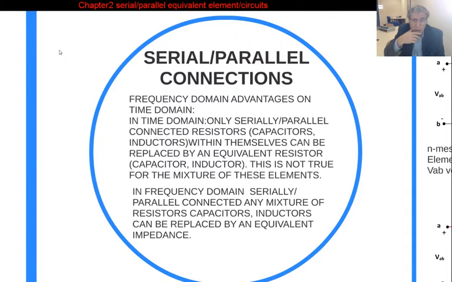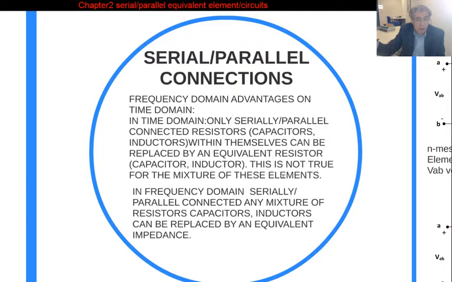In time domain, only serially and parallel connected resistors, capacitors, inductors within themselves can be replaced by an equivalent resistor, capacitor, inductor. This is not true for a mixture of these elements. In time domain, two resistors connected in serial, two capacitors connected in serial, two inductors connected in serial correspond to one element in sequence: resistor, inductor and capacitor.